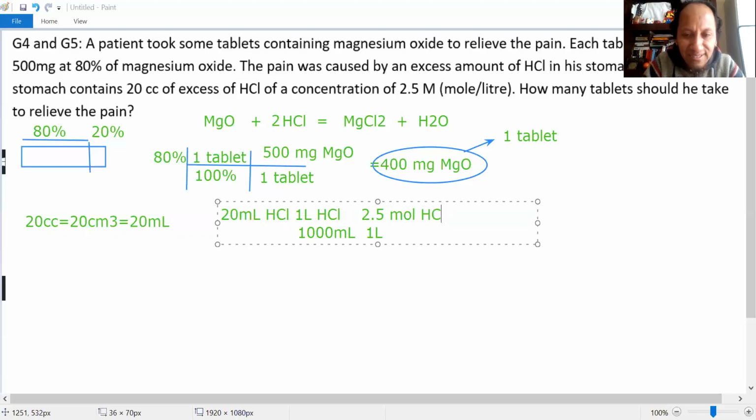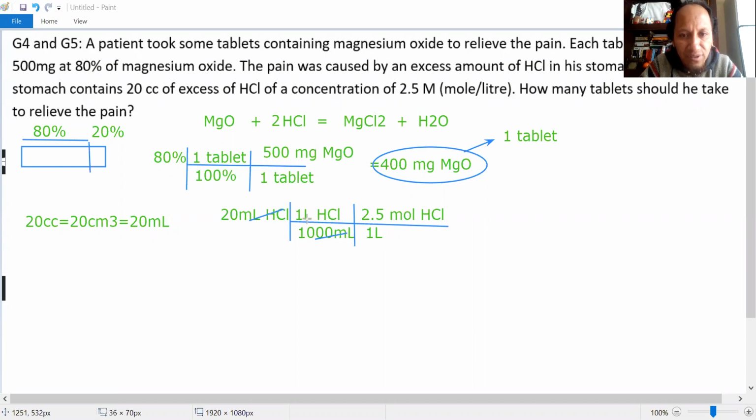Got it? And then you continue with the conversion, and let's use the line so you do not get confused. In this step, I'm just passing from milliliters of HCl to liters of HCl, and here from liters of HCl to moles. I know that in 1 liter of HCl, because the data says, I have 2.5 moles of HCl. And here you continue with your conversion and read the reaction now.